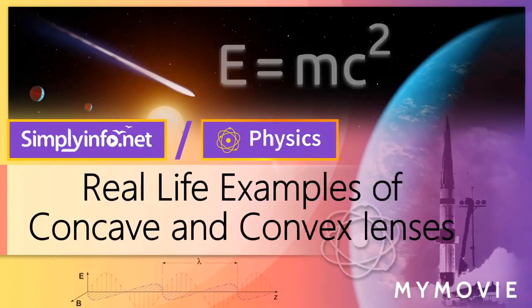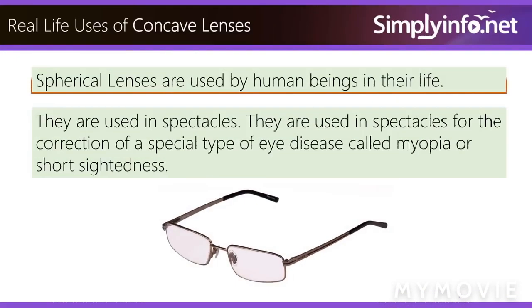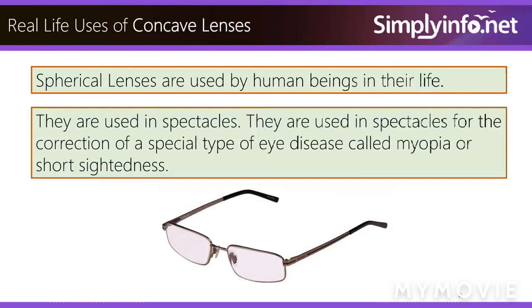Real-life examples of concave and convex lens. Real-life uses of concave lens. Spherical lenses are used by human beings in their life. They are used in spectacles for the correction of a type of eye disease called myopia or short-sightedness.